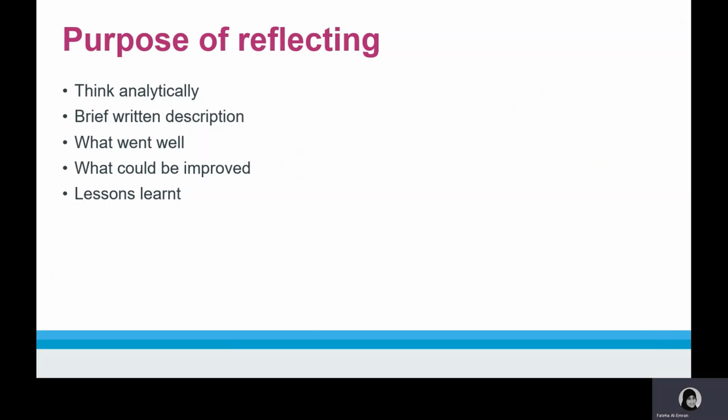The purpose of the reflective account is to provide an opportunity for a trainee to think and consider analytically about anything relating to their professional practice. It should be a brief written description of a trainee's experience and actions, including what went well and reflecting on what could be improved and how lessons learned will benefit the trainee's development, as well as patients and the public.